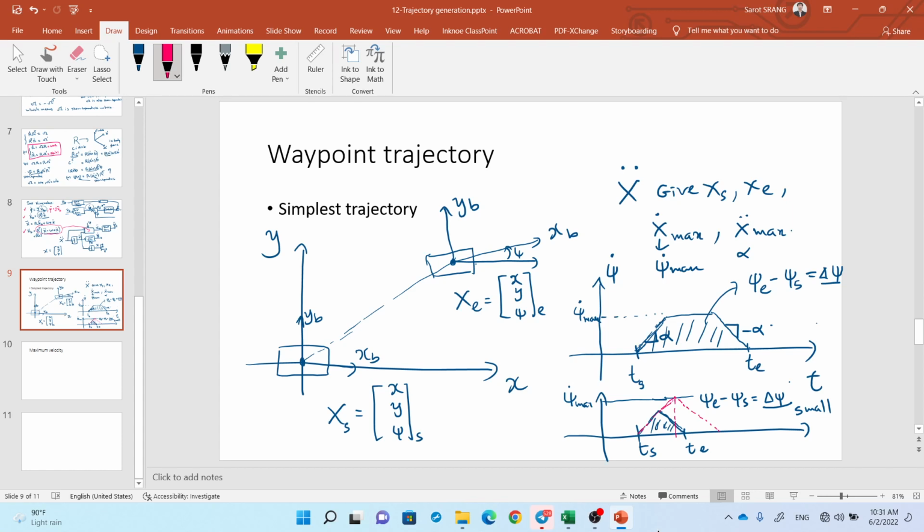It means if the actual delta psi is bigger than this, then you need to generate the trajectory using this curve. So if the actual delta psi is greater than the delta psi condition, then you need to generate the trajectory using this curve. Okay, that's it.